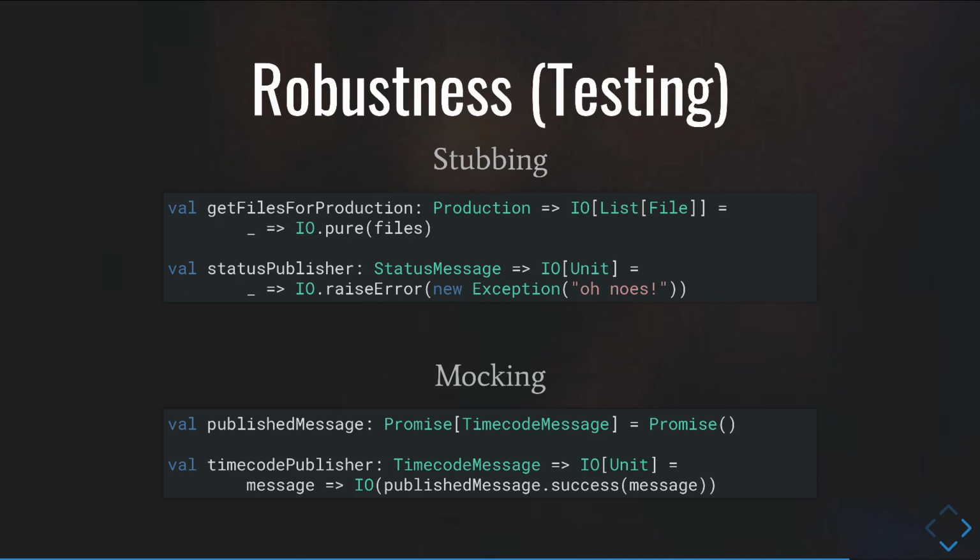You want to stub a list of files for a function? Go ahead, ignore the input, return whatever you need. How about testing failure response? No problem, just blow it up. And for those times when you need to verify interaction with a function, you can use a promise or a ref to grab whatever the function was called with.